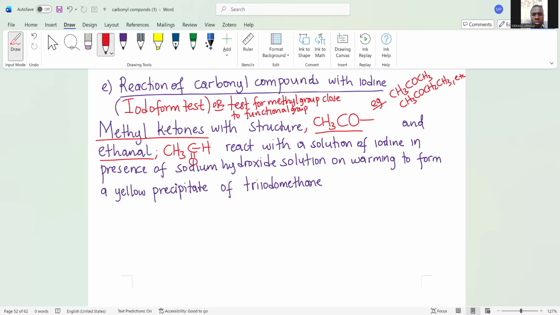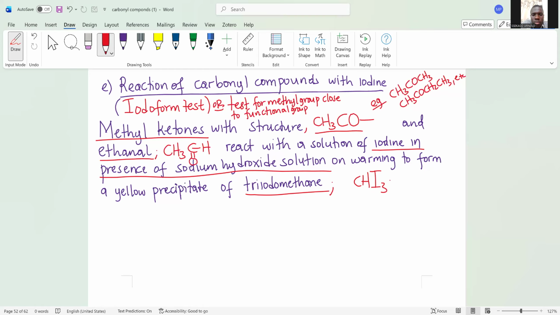The iodoform test consists of a solution of iodine in the presence of sodium hydroxide on warming, to form a yellow precipitate of triiodomethane. So how does triiodomethane look like? Methane, first of all, is CH4. Now I am saying triiodo, 3 iodines. So I remove 3 hydrogens and I introduce 3 iodines. Therefore, triiodomethane has this structure.